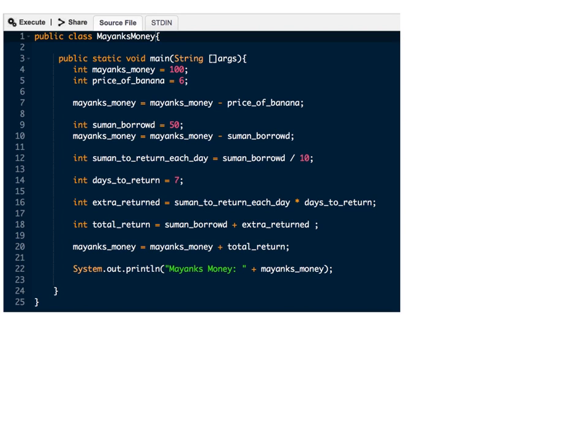So we had Mayank's money, price of banana. Mayank's money we are calculating with minus price of banana, how much Suman borrowed, and how much is left with Mayank, and then how much Suman has to return each day, how many days to return, how much extra was returned, what was the total return amount, and what was the total amount with Mayank. So it's exactly the same as the way we did it in our algorithm.